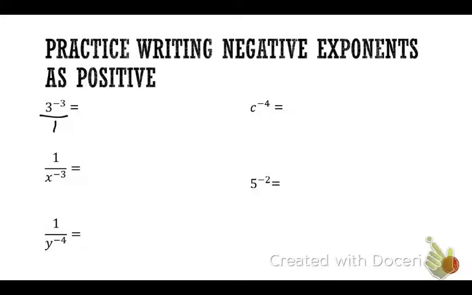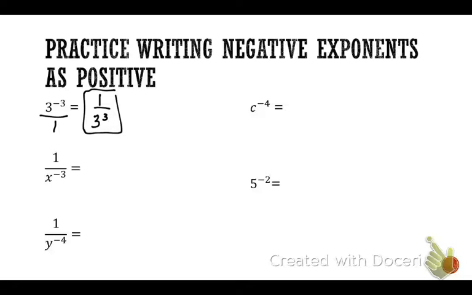Now, my rule says I can put the term that has the negative exponent in the opposite side of the fraction. So right now, where is it? It's on top. So I can put it on the bottom. And now it becomes positive. So I just put it on the other side of the fraction.